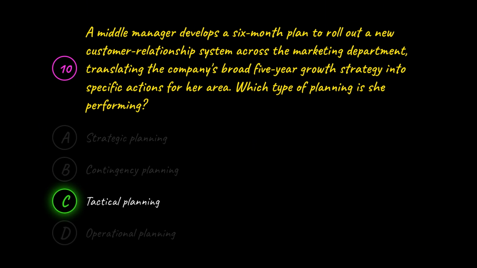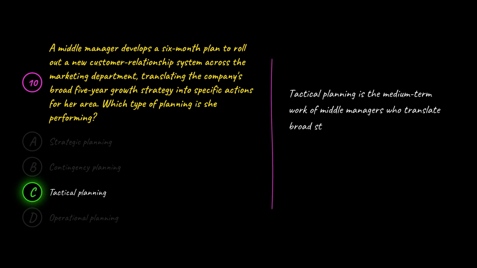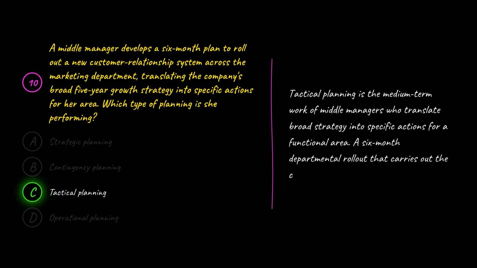The correct answer is C. Tactical planning. C is correct because tactical planning is the medium-term work of middle managers who translate broad strategy into specific actions for a functional area. A 6-month departmental rollout that carries out the company strategy is a textbook example.